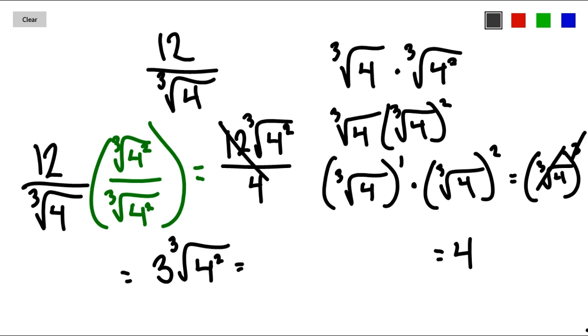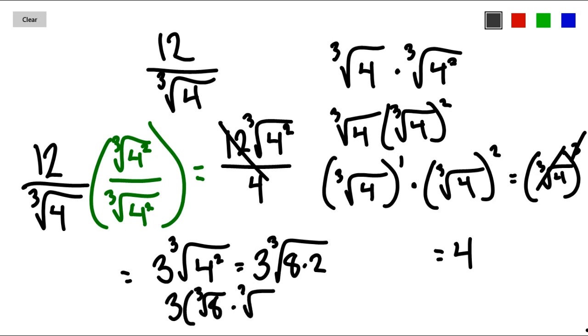And I can rewrite the inside of this to be 3 times the cube root of 8 times 2, because 4 squared is 16, and 16 can be rewritten as 8 times 2. So what I have is 3 times the cube root of 8 times the cube root of 2. And the cube root of 8 reduces down to just the number 2.